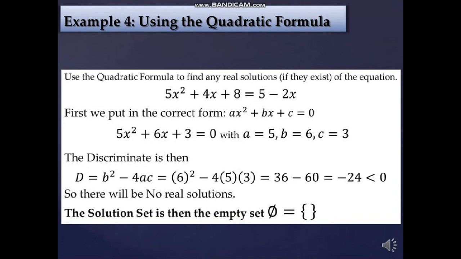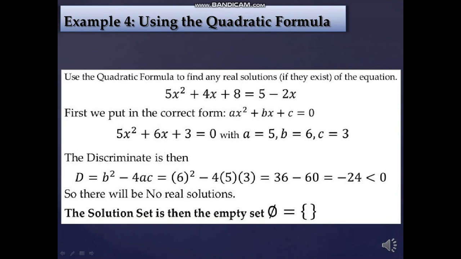Example number 4. Using the quadratic formula. Use the quadratic formula to find any real solutions if they exist of the equation. So this is the equation given. First of all, we will convert this equation into the standard form. This is the standard form of the quadratic equation. After that, we will write the values of a, b and c.